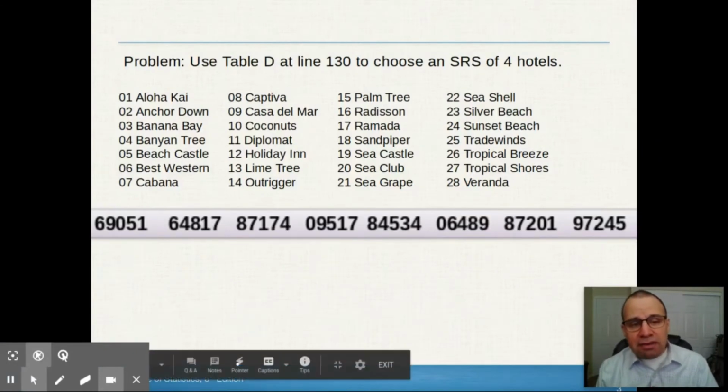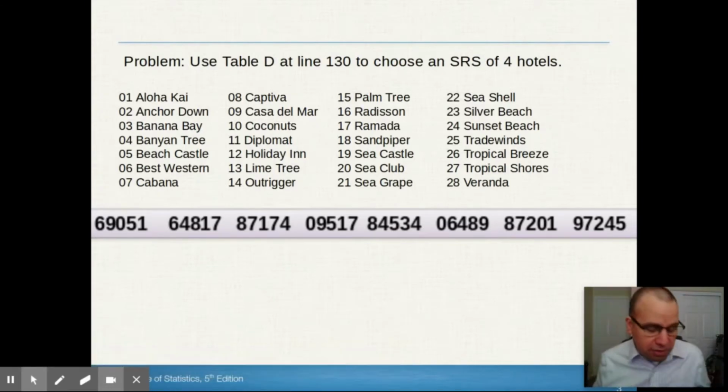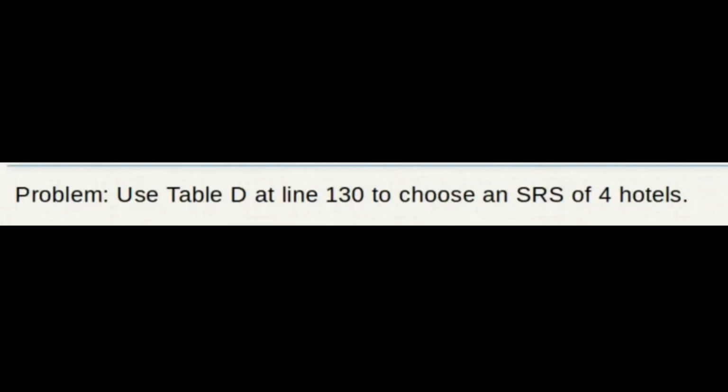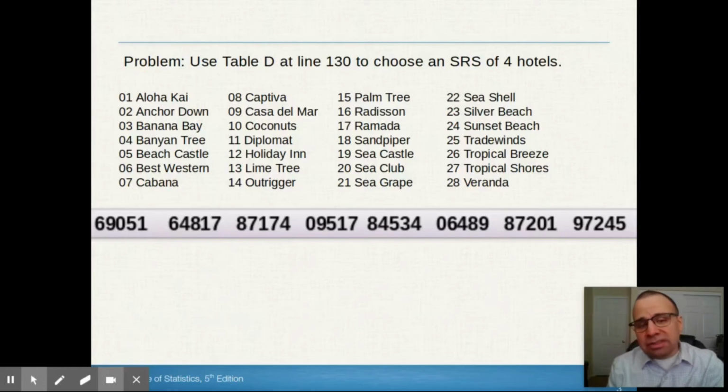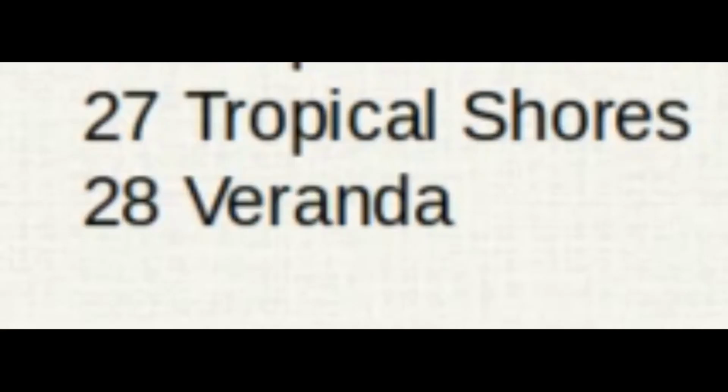Here we go. We have a population of hotels. I don't know if we're the general manager of all these hotels, or we're just trying to figure out, we work for Hotwire, and we want to select 4 hotels at random. Notice that these are all the hotels in the population. They each get a number. There are 28 hotels, and so we're going to take 2 digits at a time, because the highest number in our population is 2 digits, 28.